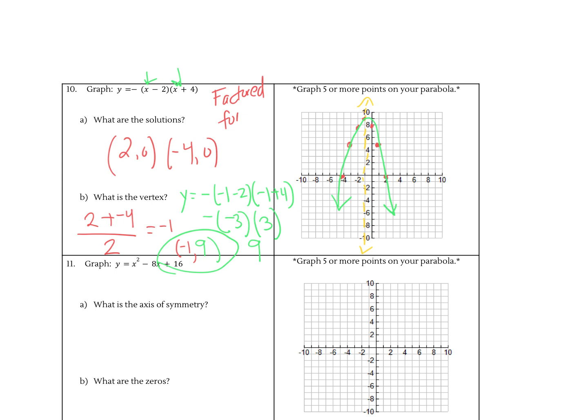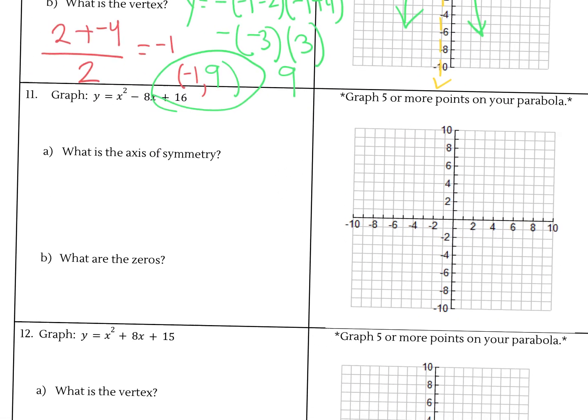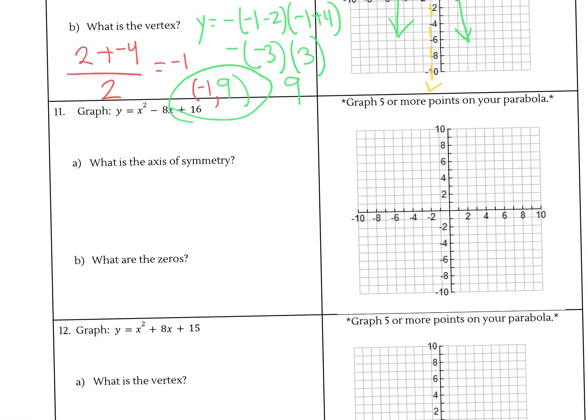All right, so let's look at the next one here. Try to make it a little bit larger. All right, so looking at this one, it asks us what is the axis of symmetry, which means we have to find the x-coordinate of the vertex.